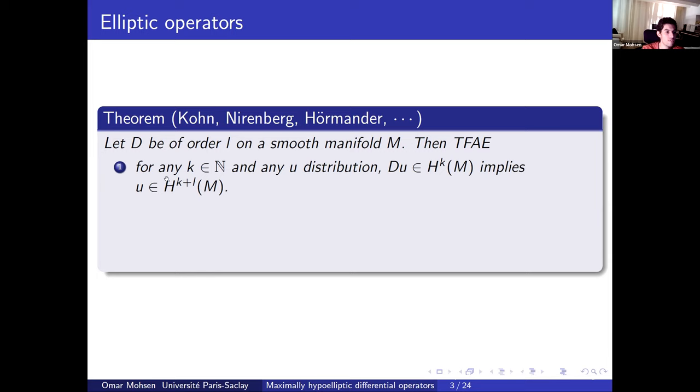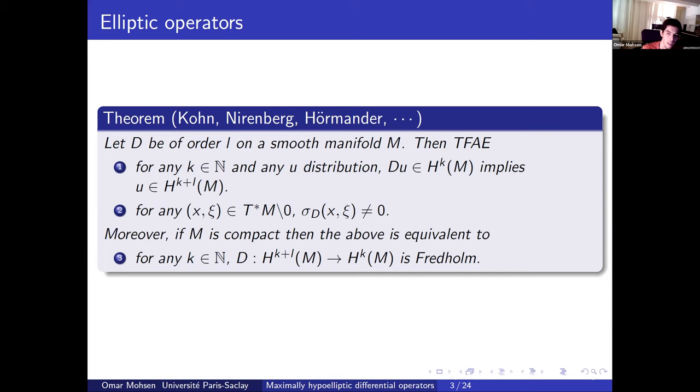So if D is a differential operator of order l on a smooth manifold, any smooth manifold, then the following are equivalent. The first one is the regularity, the maximal possible regularity you can ask for your differential operator using the strategy from before. And the second condition, which is a much more well-known and much easier to verify condition, is that the classical principal symbol doesn't vanish at any point at any non-zero cotangent vector, which is of course much, much easier to verify than the first condition. And if the manifold is compact, you can say more, that this is actually equivalent to the differential operator between the appropriate Sobolev spaces being Fredholm.